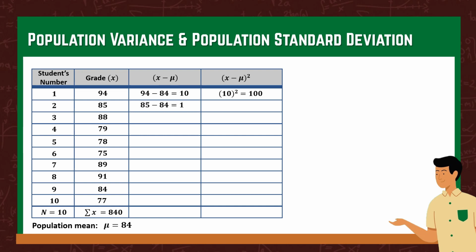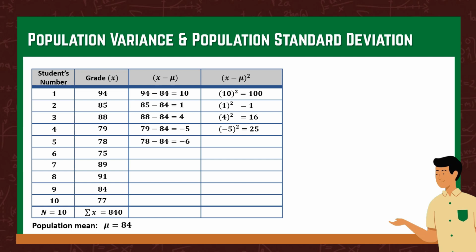Then 85 minus 84 is 1, and 1 squared is still 1. 88 minus 84 is 4, and 4 squared is 16. 79 minus 84 is negative 5, and negative 5 squared is 25.